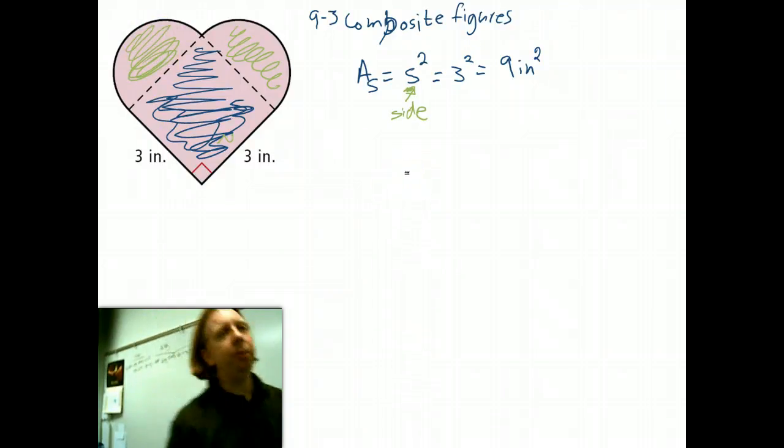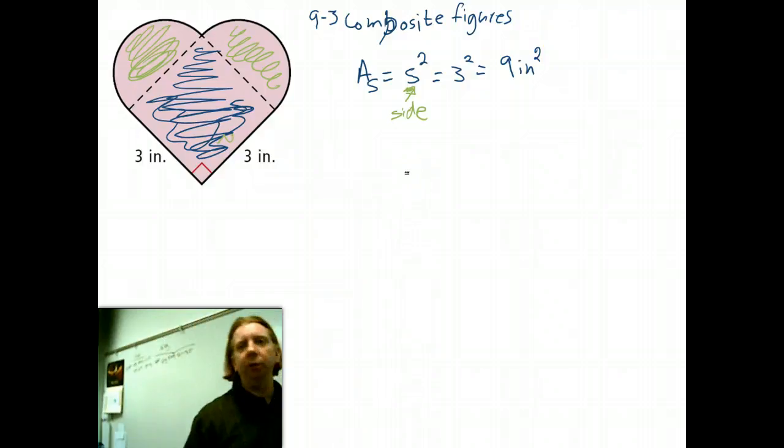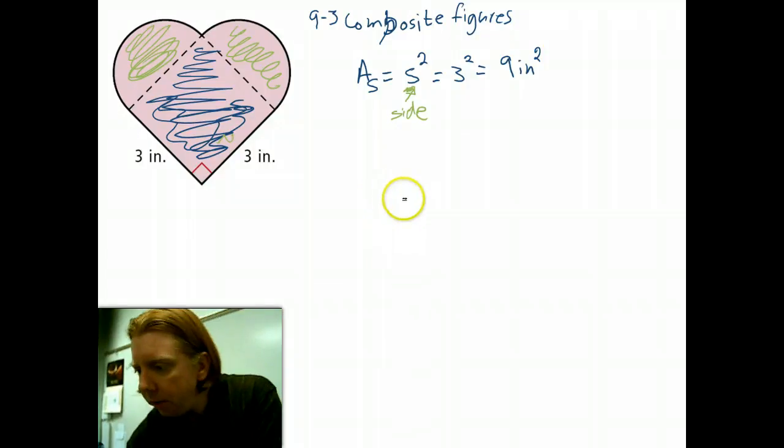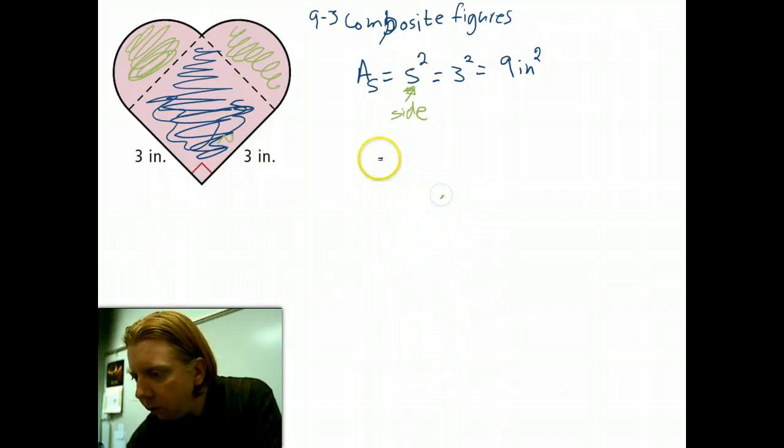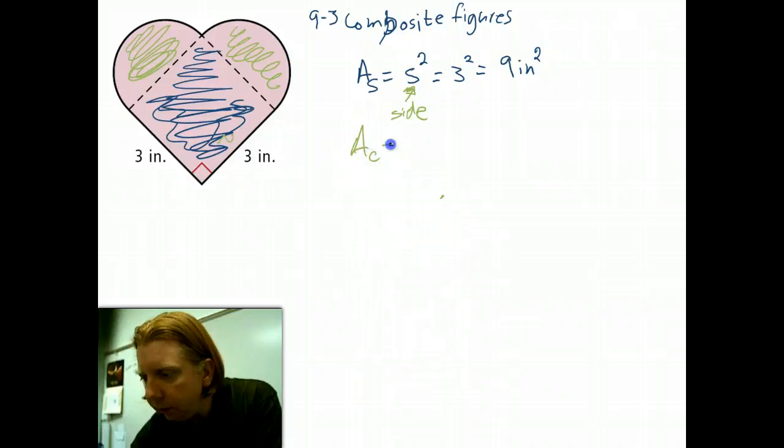Well, those are both together, they make one full circle. So the formula that I know for circles is area of a circle is pi r squared.